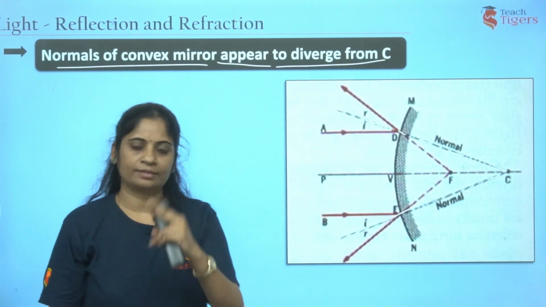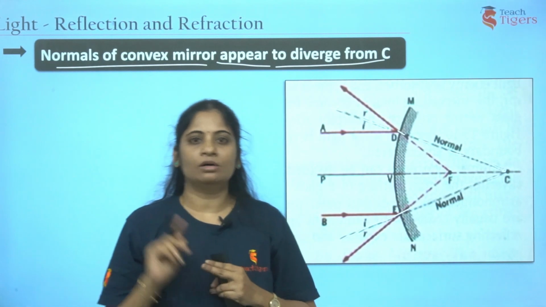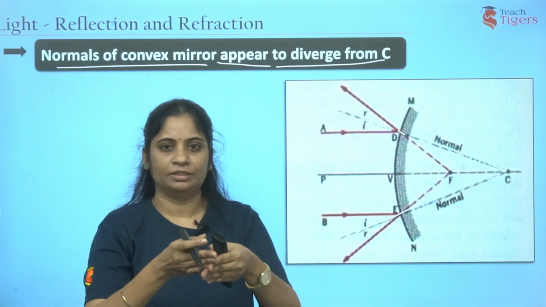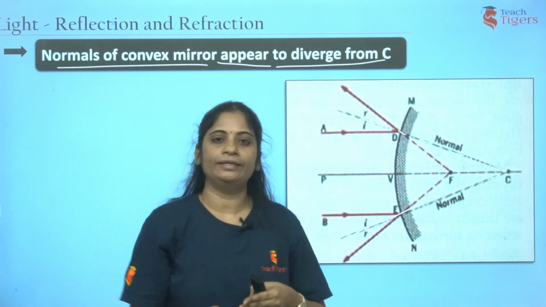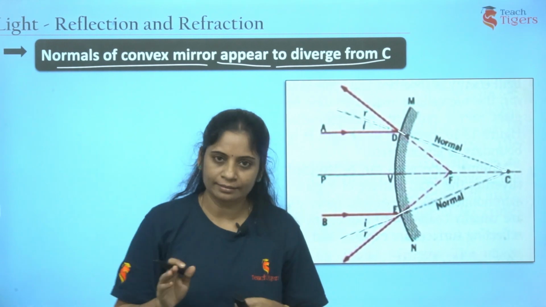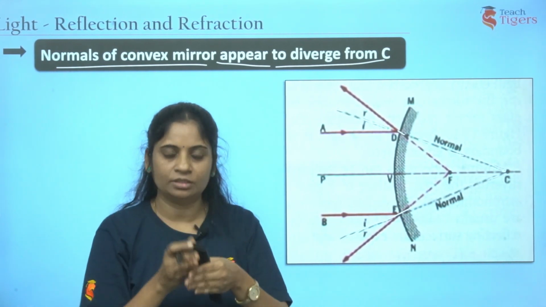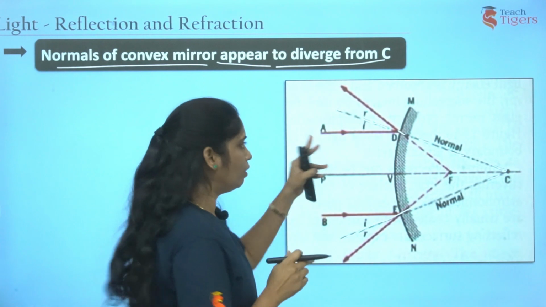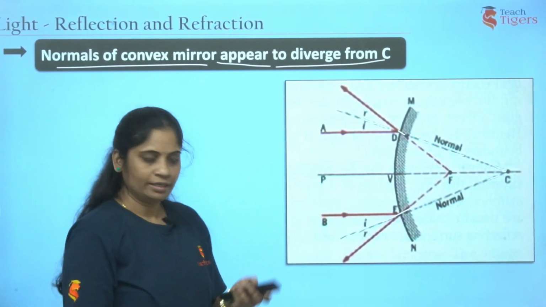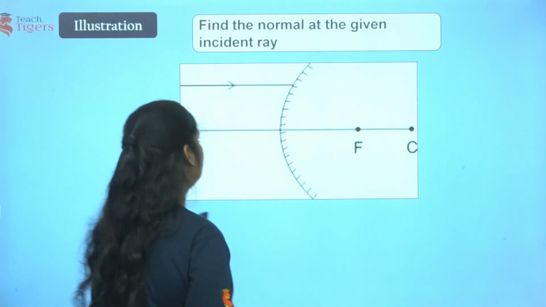Now we know two facts. What are they? The normals of a concave mirror converge at the center of curvature. You draw a normal at any point on the surface of the spherical mirror: all the normals converge in a concave mirror, and all the normals appear to diverge in a convex mirror. Very clear, right? Easy.